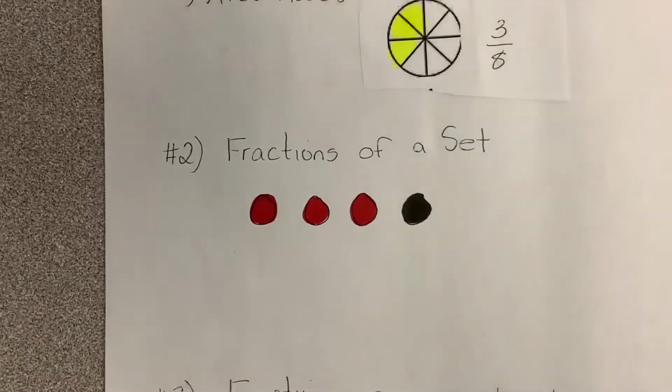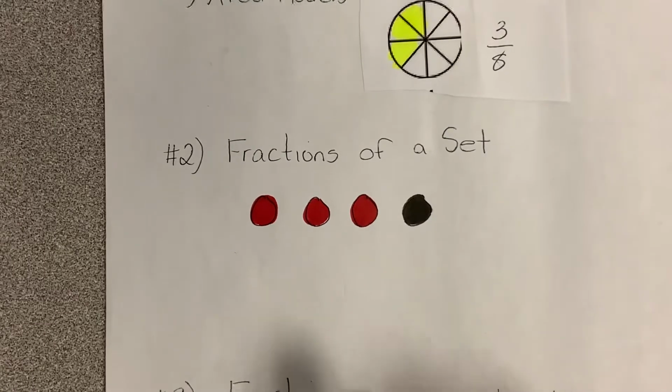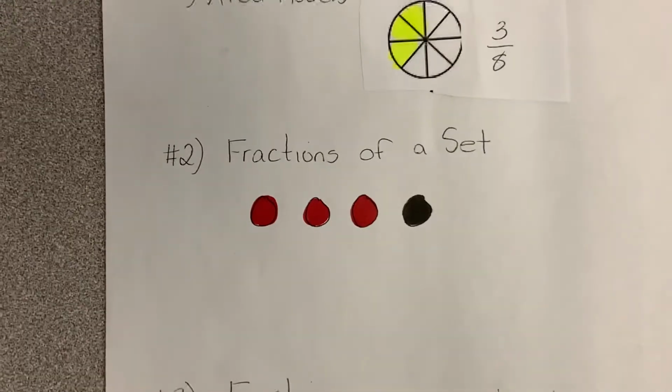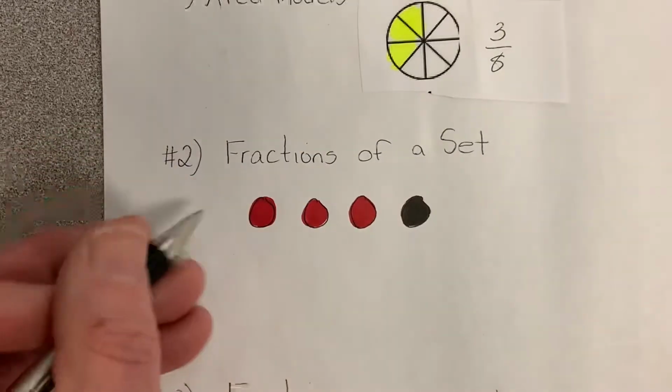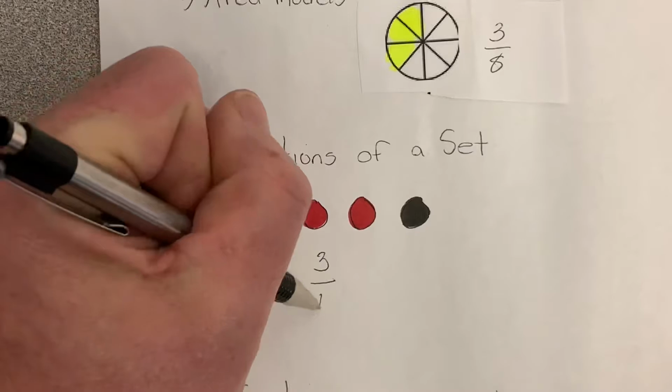Comes easy to them. The second way was fractions of a set. And something like this is pretty straightforward. You have, let's say it's 4 marbles, 4 counters. 3 of them are red, 1 of them is black. So what fraction of them are red? 3/4.